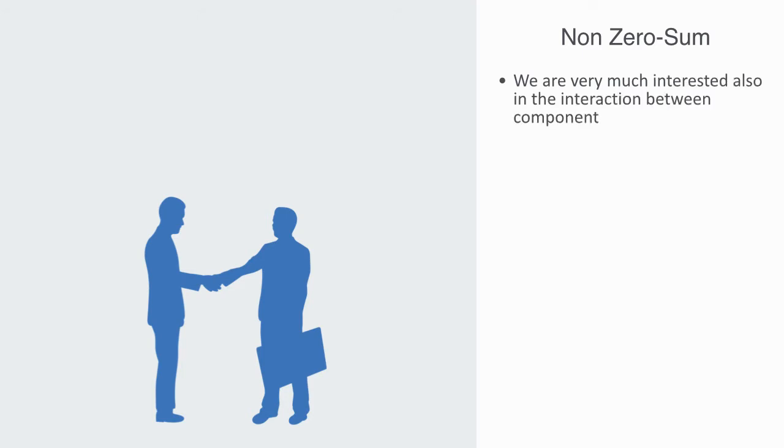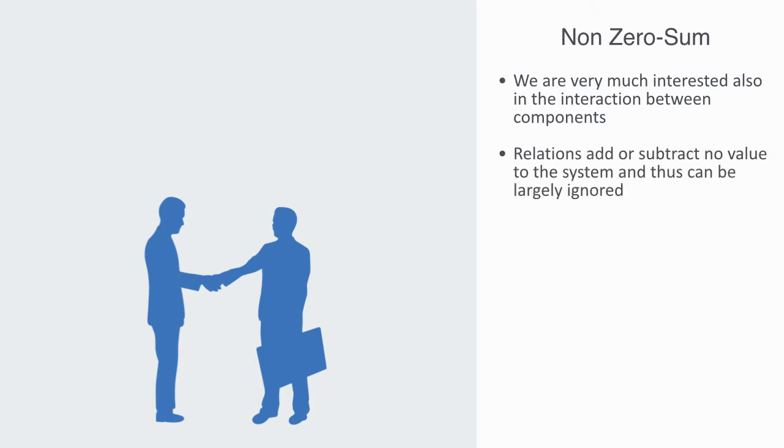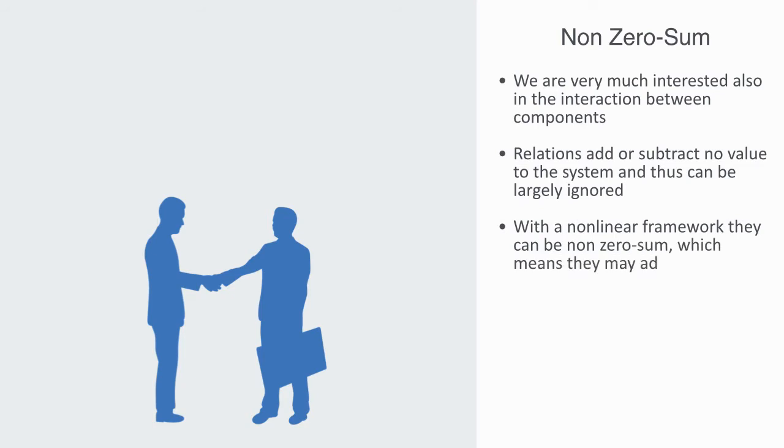But as mentioned, we're not just interested in these algorithms, we're very much interested in the interaction between components. Unlike standard economics, where these interactions have to be additive in order to get general equilibrium, which basically means the relations add or subtract no value to the system and thus can be largely ignored. But remember, in complexity economics, we're not trying to get an equilibrium outcome. These relations don't have to be additive. Because this is a non-linear framework, they can be non-zero-sum, which means they may add or subtract value to the system. And these non-additive relations will be important to the overall makeup of the system and thus of great interest to us.